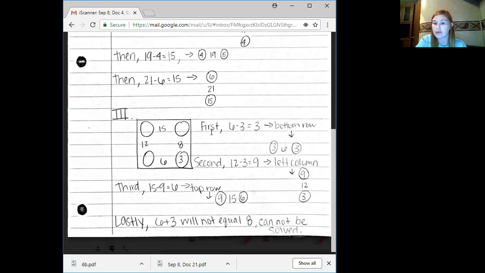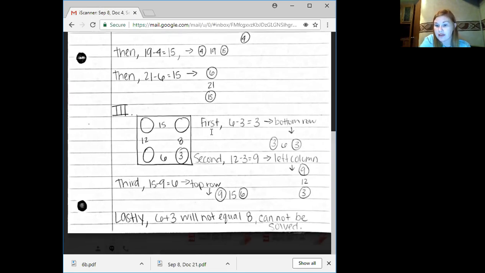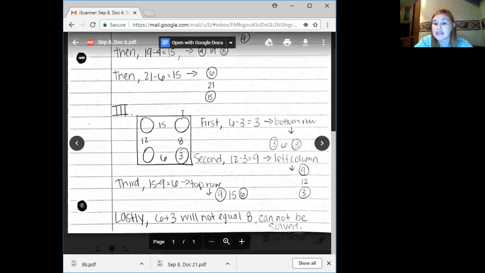First, we're going to start out with the one that is given, which is 3, and subtract that from 6. So our bottom row will be 3, 6, and 3. Second, we'll do the 12 on the left-hand side and subtract the 3 that we found and get 9. So that would be our left column. And then we're going to do our top row, which is going to be 15 minus the 9 that we got, which would give us 6.